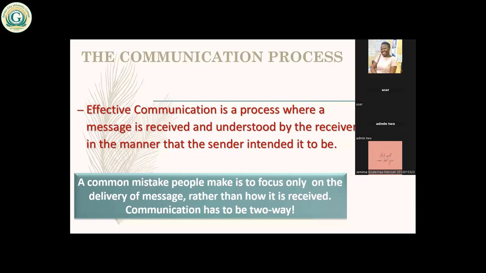So you should understand the receiver's intent, so you don't misinterpret the intention of the message. That is why it is very important that you, as a receiver, understand what is being communicated to you. As I said, a common mistake that people make is to focus only on the delivery of the message rather than on how it is received. Communication is a two-way affair.